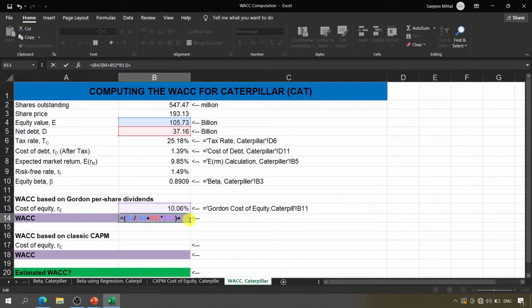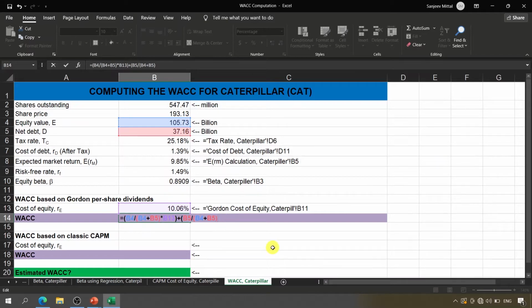So we will calculate the weight of debt. For weight of debt, we shall take the amount of debt, which is 37.16, and we shall divide it by the total equity and the value of debt. So this particular formula is showing the weight of debt right now.